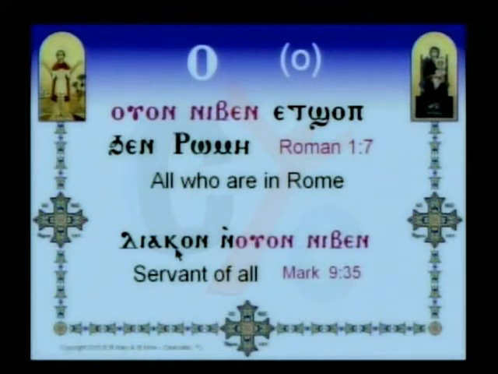Also in Mark 9:35, Christ said, if anyone wants to be first, he should be the servant of all. And diakon means servant. We use it in the church for deacons, but in essence, it's a Greek word which means servant. In Mark 9:35, in the Greek Bible, it says diakon en oon neven. Diakon en oon neven means servant of all.